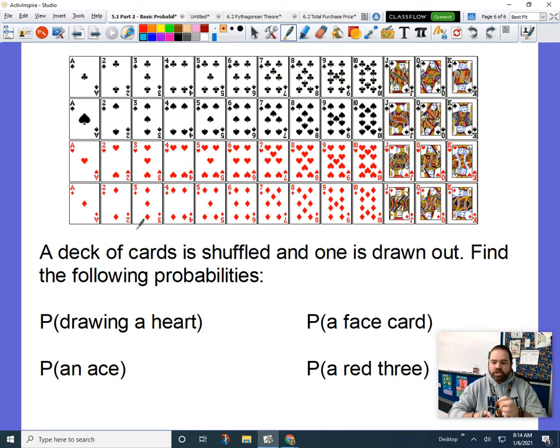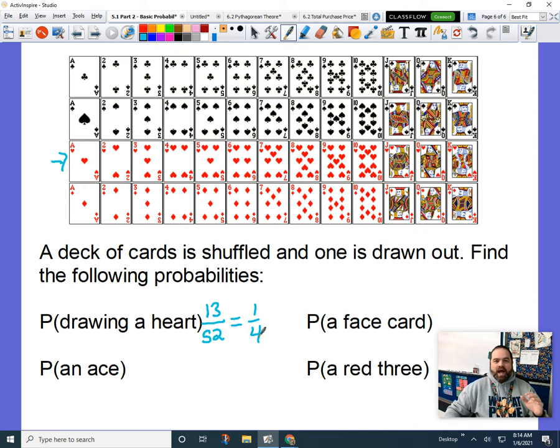So if we look at that deck of cards and we're going to just reach in and pull out a card, it's all shuffled up and it's all mixed up. What's the possibility that I could reach in and draw a heart? Well, hearts right here. There are 13 hearts. Count them if you don't believe me. There are 52 cards altogether. So our probability is 13 out of 52, which will reduce. That will reduce down to 1/4.